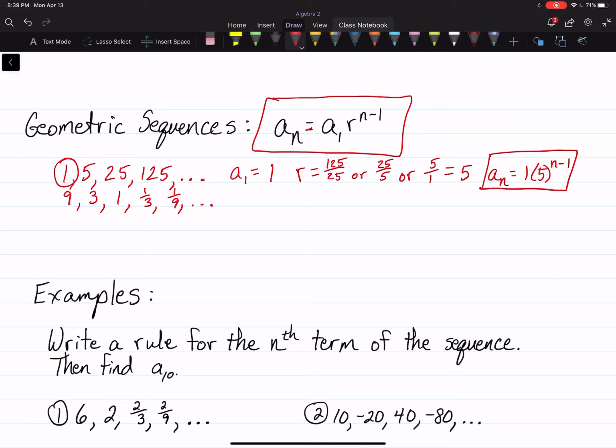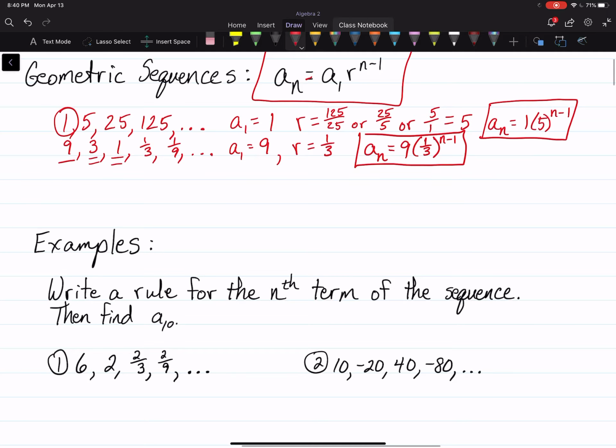That would be your rule. The second one here, you have 9, 3, 1, 1/3, and 1/9. Doing the same process, a1 is that first term, 9. R, again, you can use any of these numbers. I'm going to use 1 and 3 because that's pretty easy to divide. R is 1 divided by 3, which is 1/3. And so its equation would be a sub n equals 9 times 1/3 to the n minus 1 power. So that's basically what a geometric sequence is.